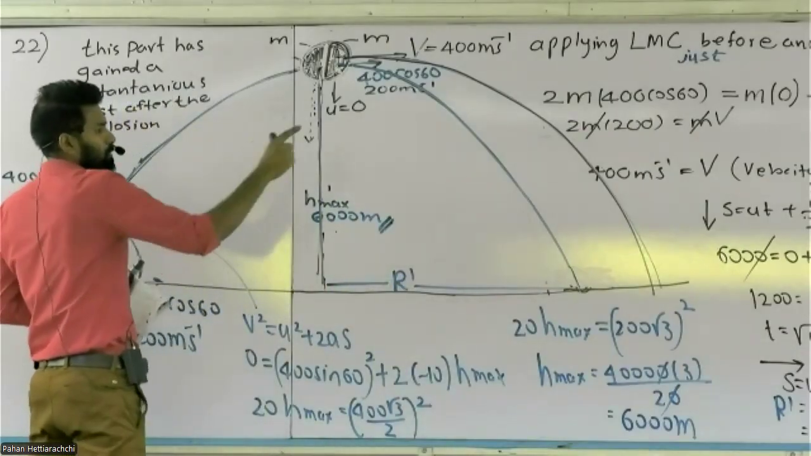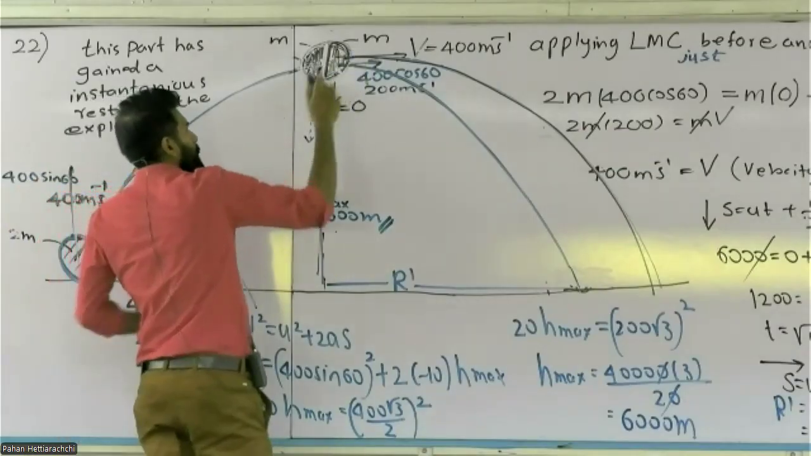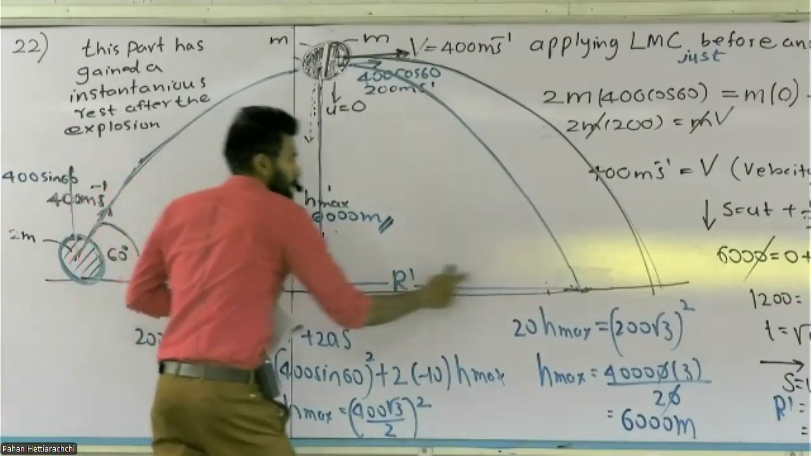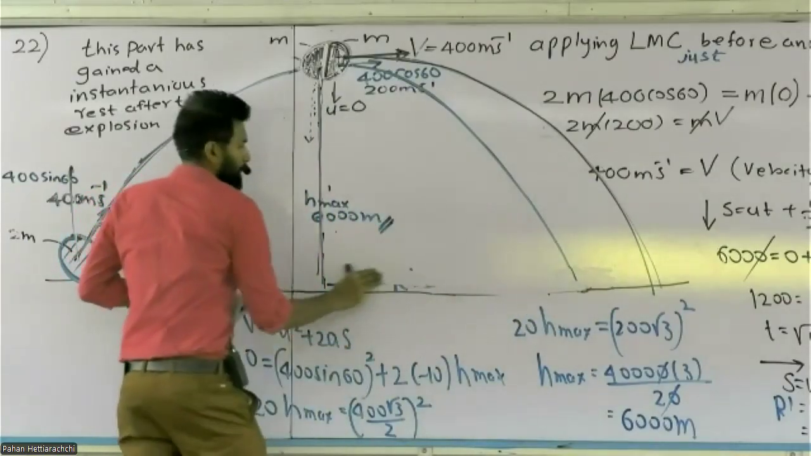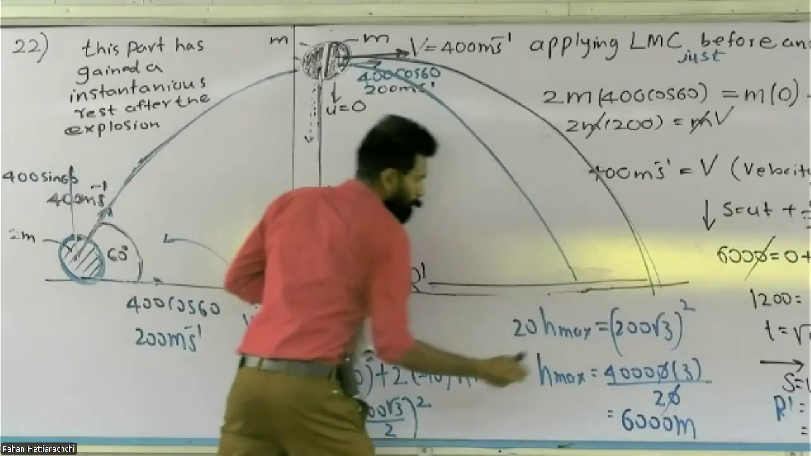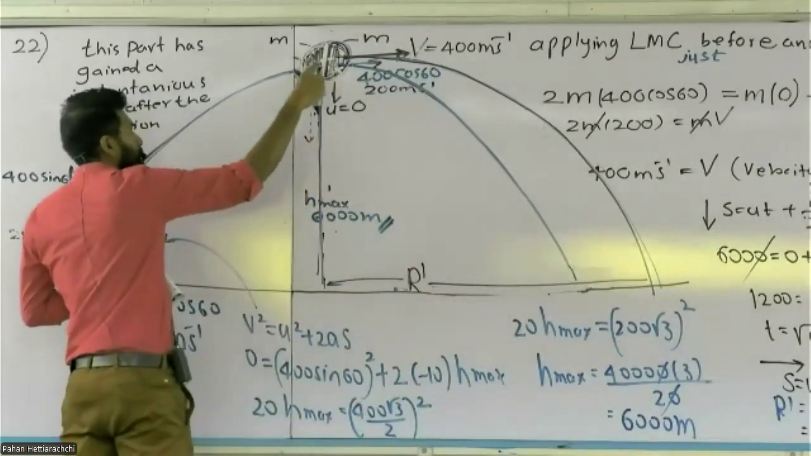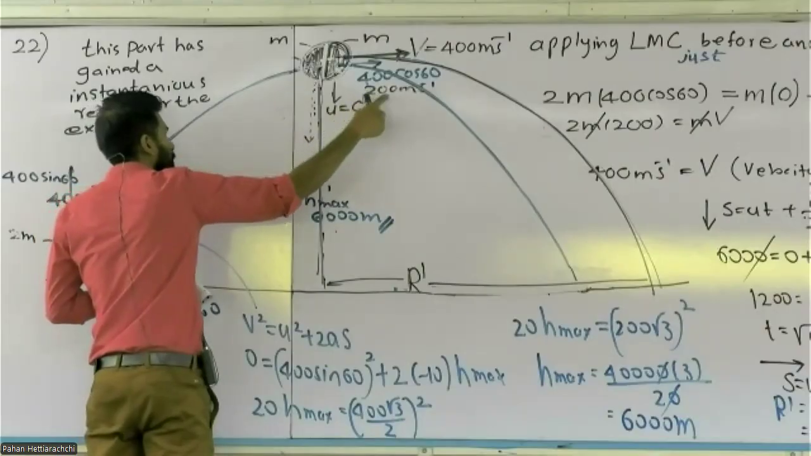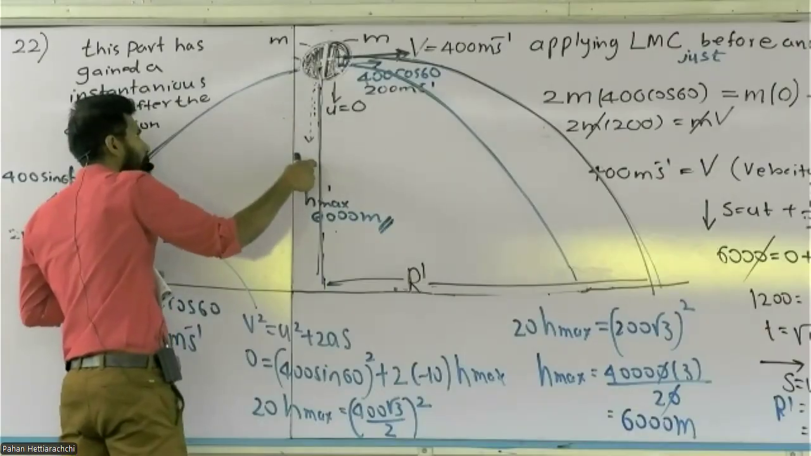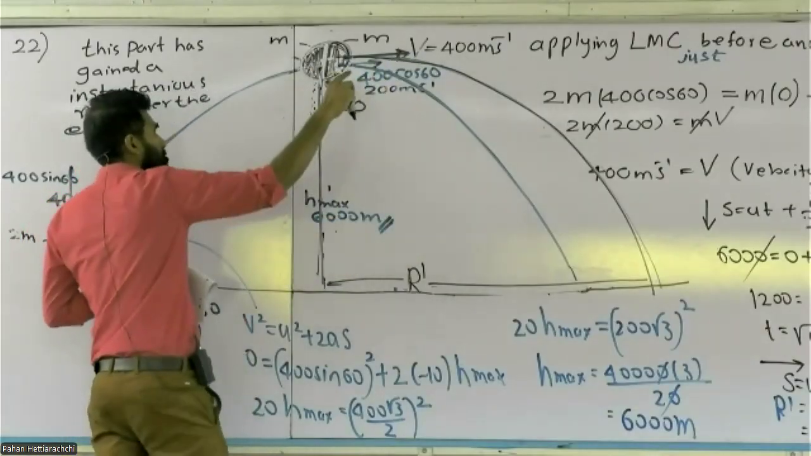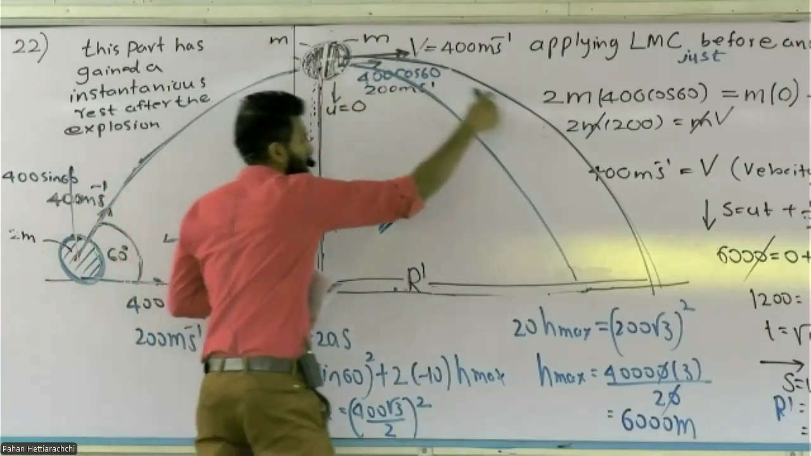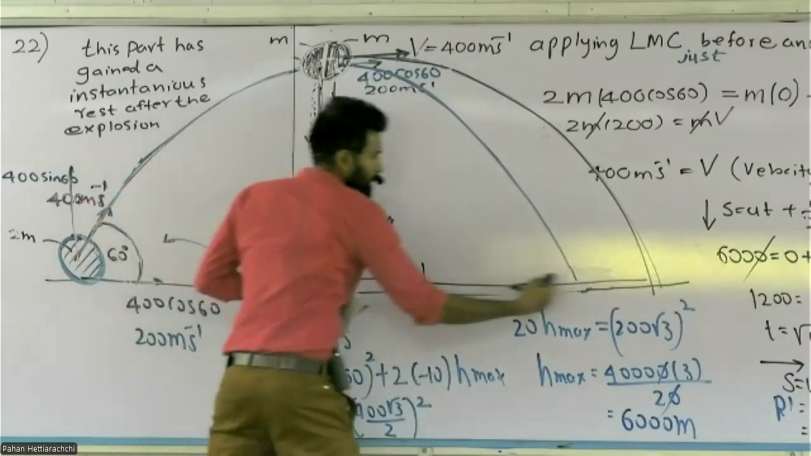Within this root 1200 time, due to the newly gained velocity of 400, it will have a new horizontal range like this. It should be in black color, R dash, the new horizontal range from here. Why? At the highest point, before the explosion, it had a velocity of 200 meters per second. Due to the conservation of momentum, as one falls down, the other gets a velocity of 400, a higher velocity than the initial one at the highest point. So it will create a new parabolic path like this, and this is the new horizontal range.